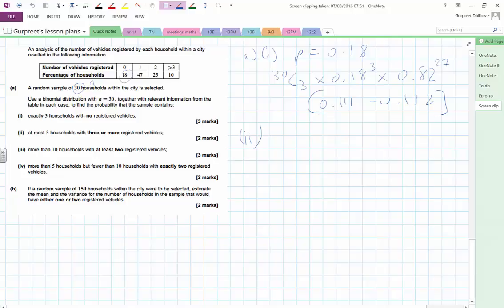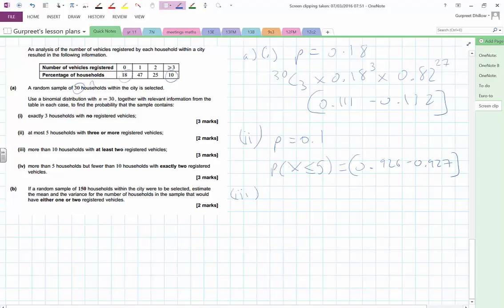Part 2. At most 5 households with 3 or more registered vehicles. So the probability of being 3 or more is this 0.1. You want the probability that x is at most 5, which means it's 5 or less. So you look that up, go to your tables, n's 30, p's 0.1, and look up the number for 5, and it gives you the answer, with marks for anything between these two values.